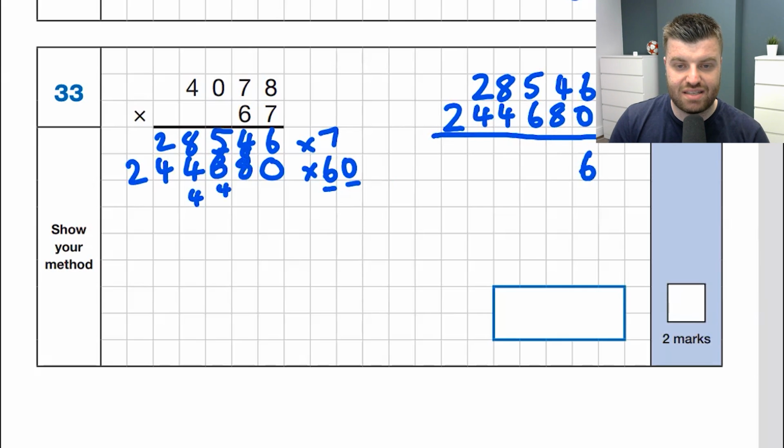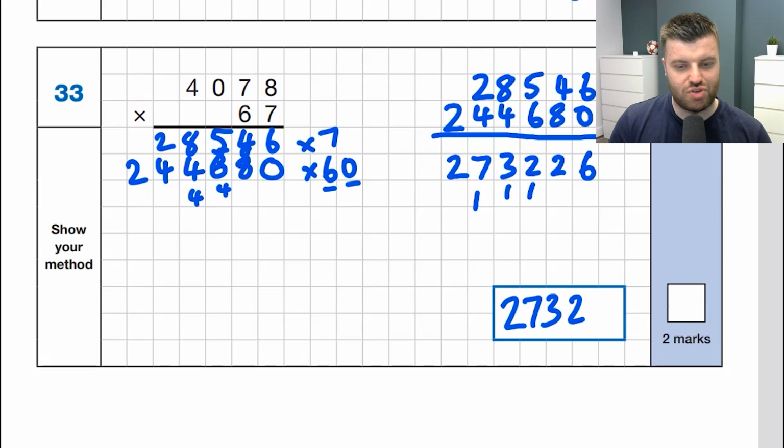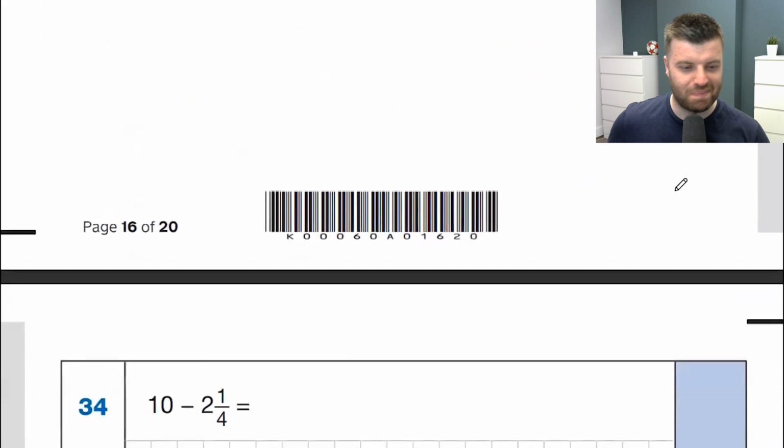6 plus 0 is 6. 4 plus 8 is 12. 5 plus 6 is 11, plus 1 is 12. 8 plus 4 is 12, plus 1 is 13. 4 plus 2 is 6, plus 1 is 7. And just whack that 2 down in the 100,000s column. The answer is 273,226. Amazing. Let's move on.